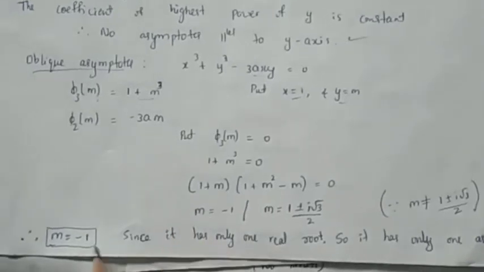Asymptotes exist only for a real root. Since it has only one real root, it has only one asymptote. The value of m is equal to -1. Then we find the c value.